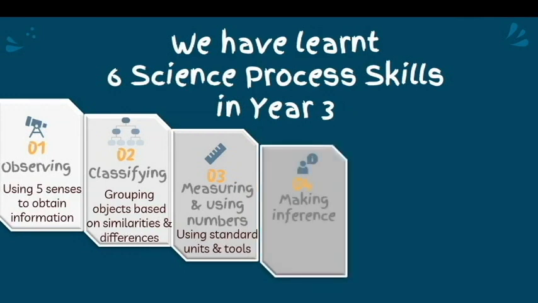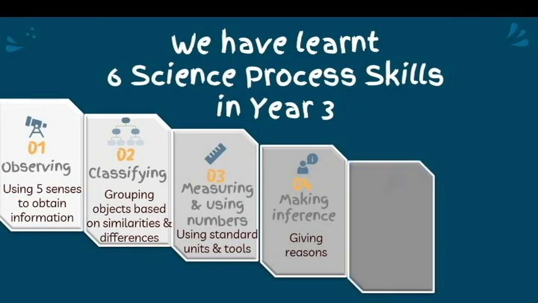And we have also learned about making inference. What is making inference? It's giving reasons for what we are actually observing. Okay, for example, if you see a plant that has wilted, you can give an inference. Why does the plant wilt? So maybe because it didn't get enough water. So that is based on your scientific knowledge. So that is making inference.